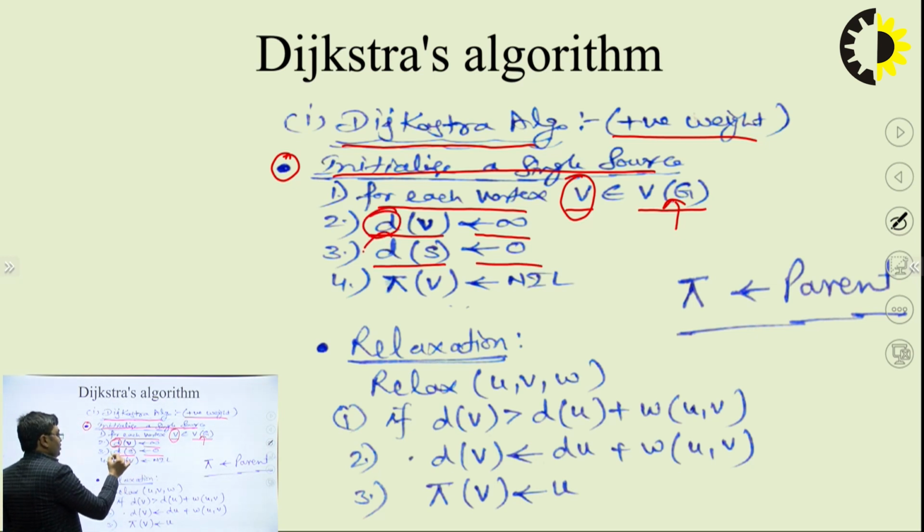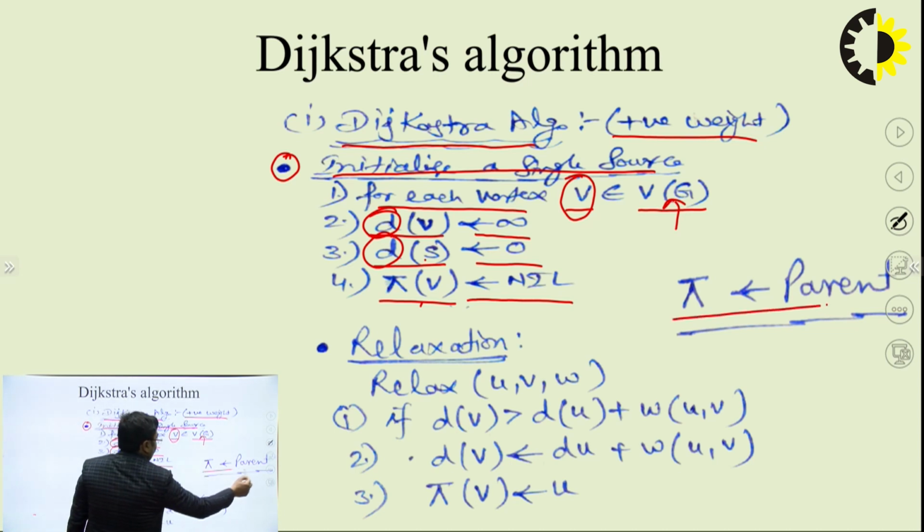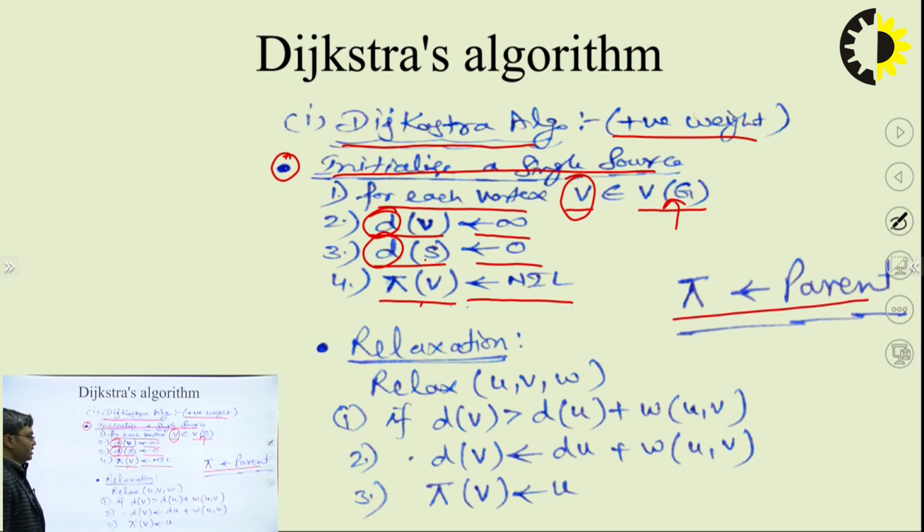What is d? d is the distance, or the value of the path. We initialize the distance of the source node to 0, and the distance of every vertex other than the source node to infinity. And pi of v means the parent of vertex v. Other than the source node, all vertices v have no parent. Pi is written here as the parent node of each vertex.